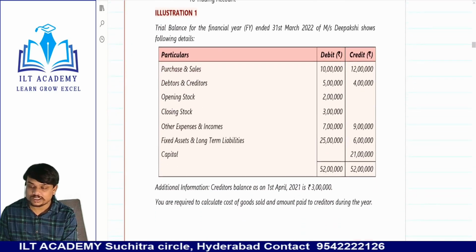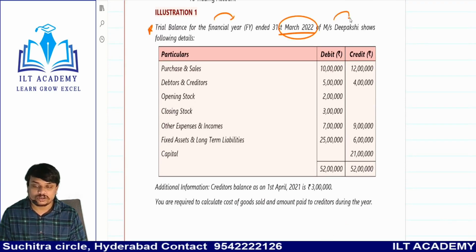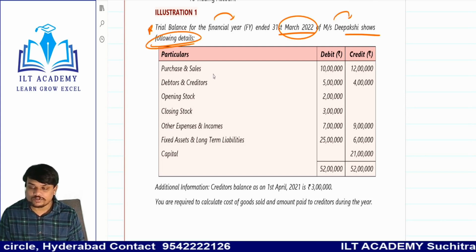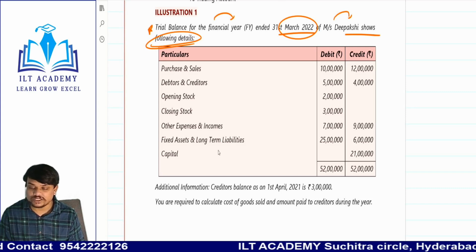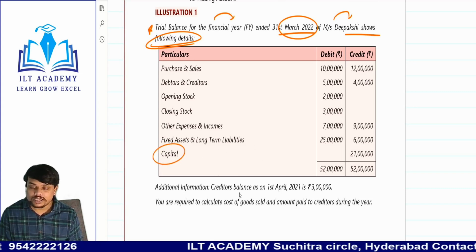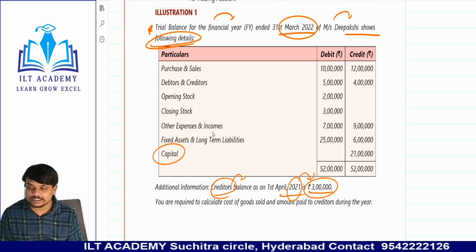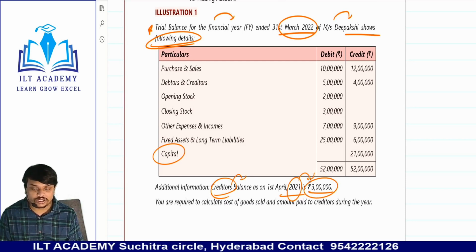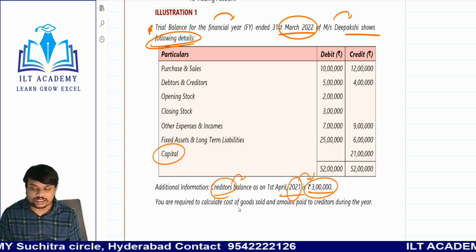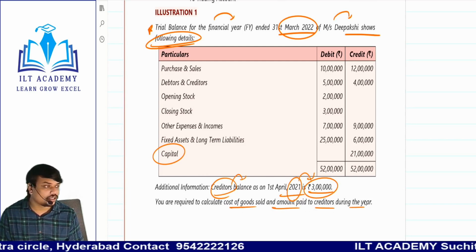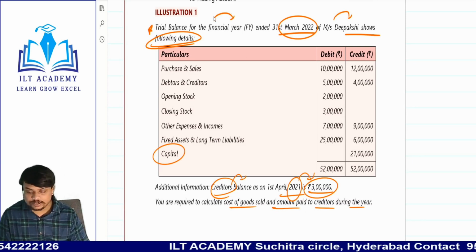Now from this illustration number 1, we are going to prepare the trial balance for the financial year ending 31st March 2022. Ms. Deepshika shows the following details: purchases and sales, debtors and creditors, opening stock, closing stock, other expenses and income, fixed assets, long-term liabilities and capital. Additional information: the creditors balance as on 1st April 2021 is 3 lakhs. You are required to calculate the cost of goods sold and the amount paid to the creditors during the year. Can we do this?